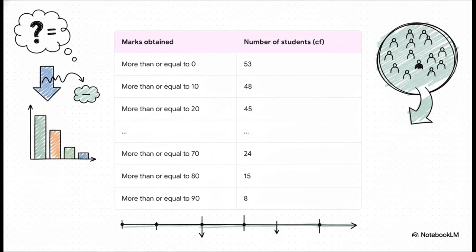The total number of students is 53, so the number of students who scored more than or equal to 0 is, obviously, all of them, so 53. Now, what about more than or equal to 10? Well, we just take the total and subtract the 5 students from that 0 to 10 group, so 53 minus 5 is 48. And we just keep subtracting as we go down.